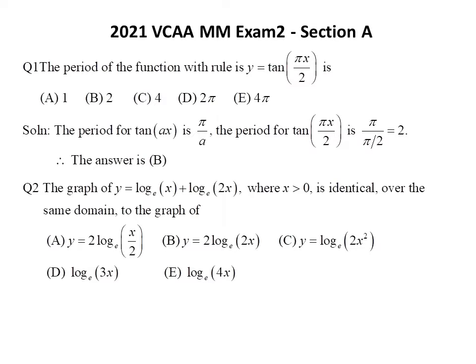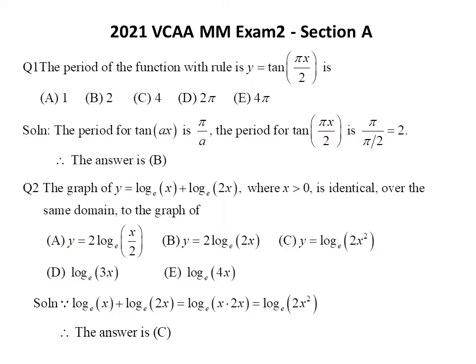Question 2 is to find the identical rule for the function y equals natural logarithm of x plus natural logarithm of 2x. Based on the given function, we simplify it using the logarithmic addition rule. Hence, natural logarithm of x plus natural logarithm of 2x equals natural logarithm of x times 2x, which equals natural logarithm of 2x squared. So our answer is C.